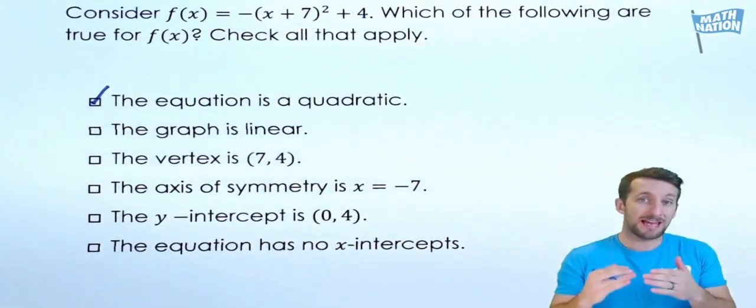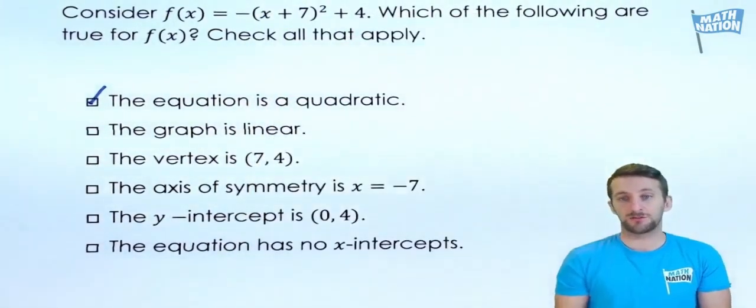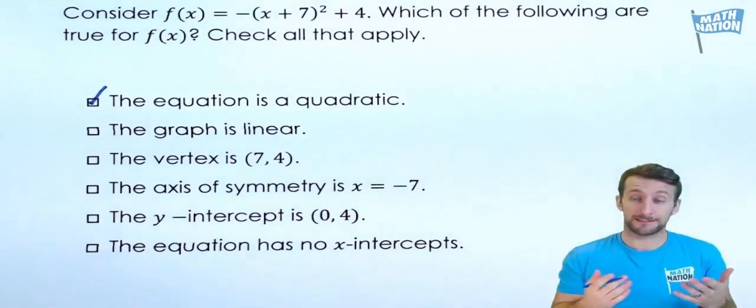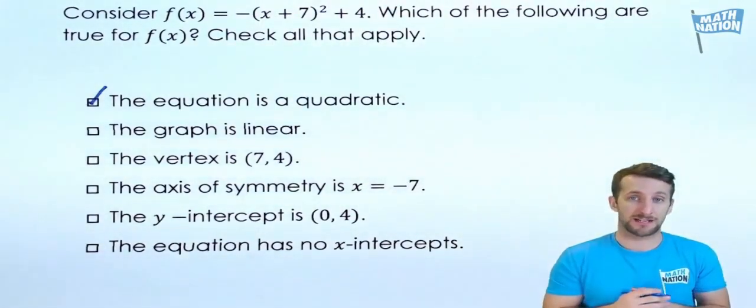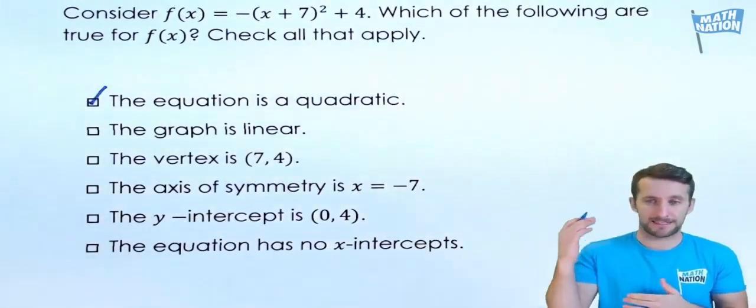Anytime you see x squared, x raised to the power of 2, in this case (x plus 7) raised to the power of 2, but x is still squared there, that should indicate that you have a quadratic equation, since that is your highest variable, your highest exponent, I mean.